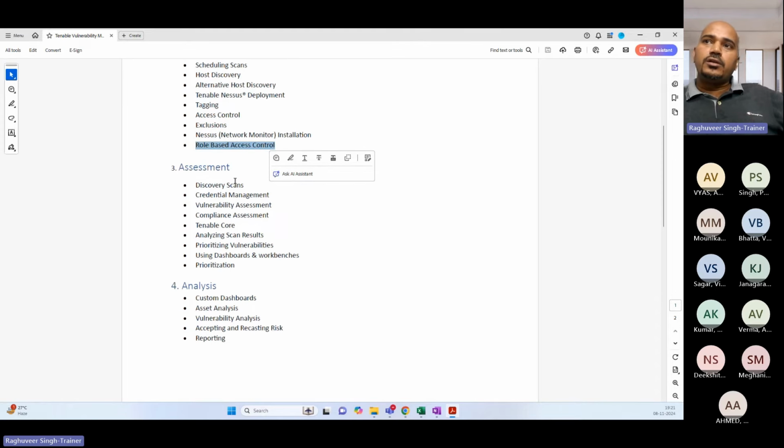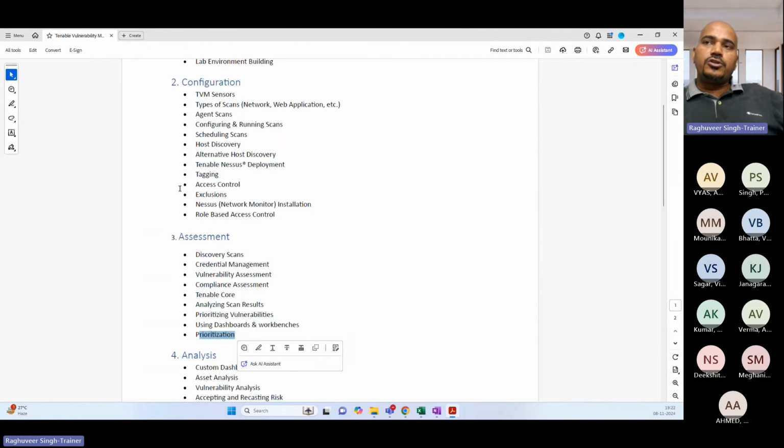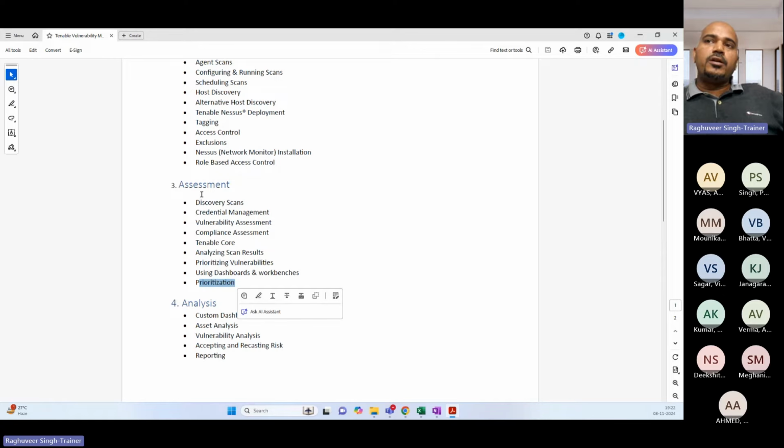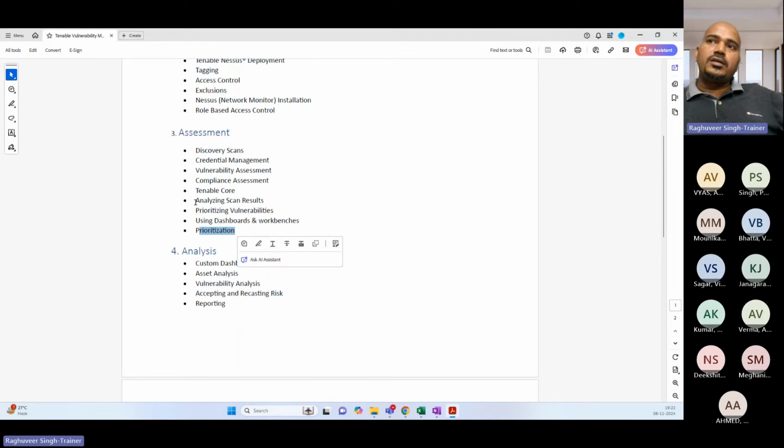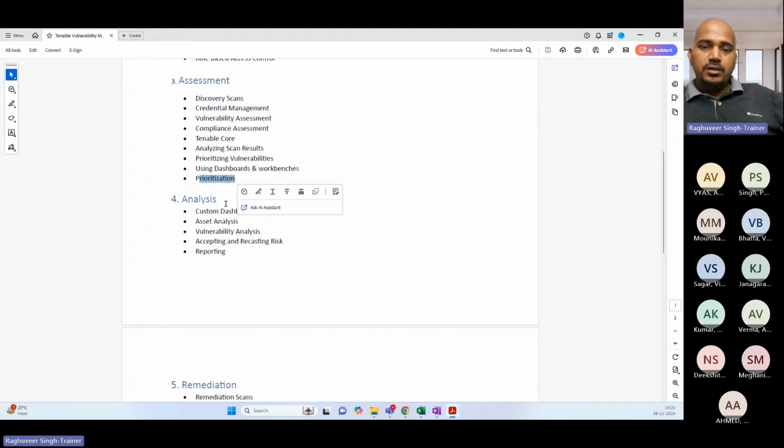Once we are done with the configuration, we will move into the assessment part. Then we start to look for vulnerability scans and we will start to configure these scans. We will look for credentials management, vulnerability assessment, compliance assessment. I'm saying depending on the capabilities which are available in the trial, we'll make sure to use all the capabilities which are there. Tenable core analyzing scan results, prioritizing vulnerabilities, vulnerability prioritization, dashboard workbenches and prioritization. That's what we are going to do after configuration. So solution will be configured, then solution capabilities will be executed. Once the capabilities are executed, you will have results, vulnerabilities available.